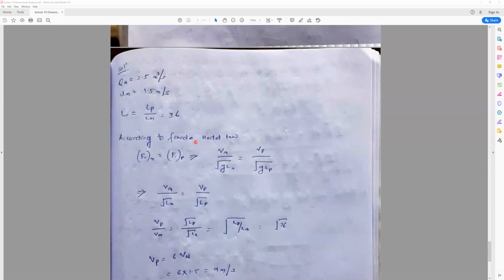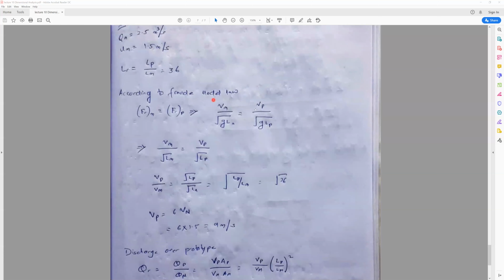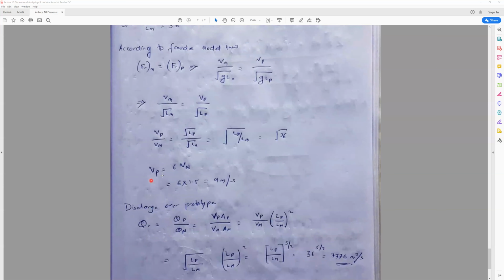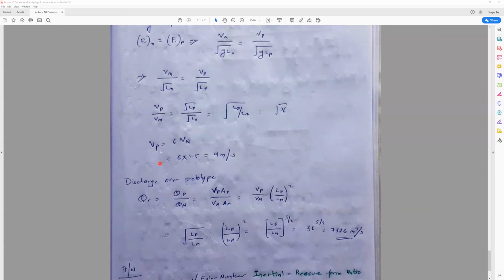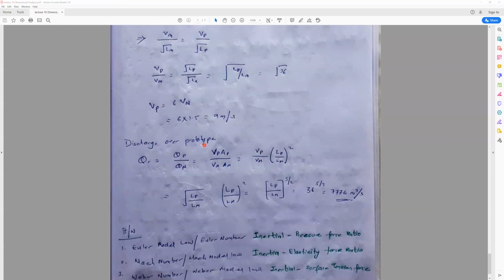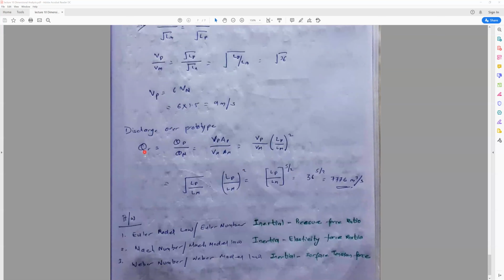According to the Froude model law, the Froude number of the model should be equal to the Froude number of the prototype. Now we express this in terms of the formula, and from here we find the velocity of the prototype. Further, we can find the discharge. Discharge is nothing but velocity times area, so we express this in terms of a ratio, and most of the parameters are already known, and from here we can find the value of discharge.